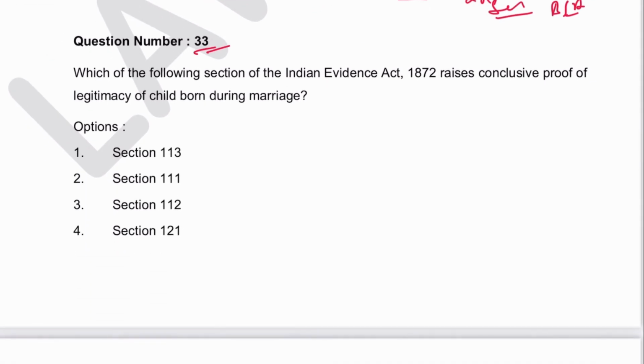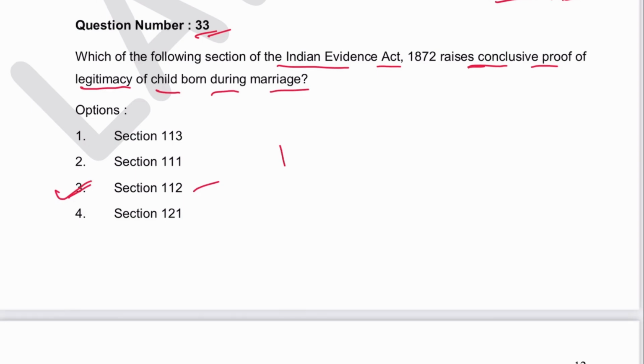Next, 33. Which of the following sections of the Indian Evidence Act raises conclusive proof of legitimacy of a child born during marriage? This is section 112. 3 is the answer. And now this has become section 116 in Bharatiya Sakshya Adhiniyam.